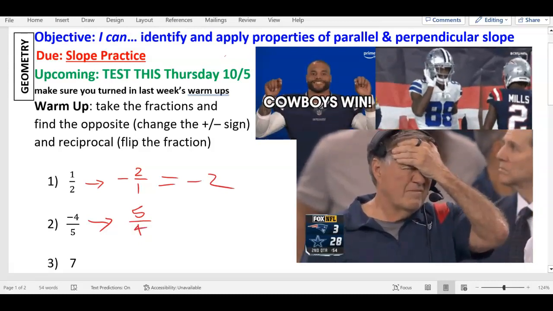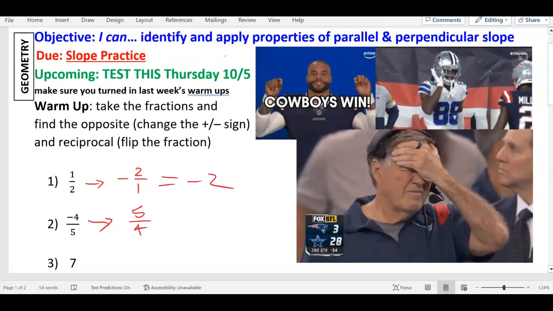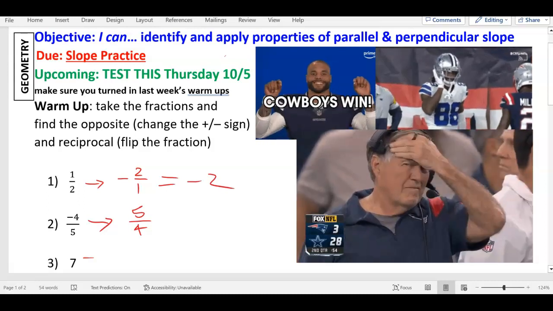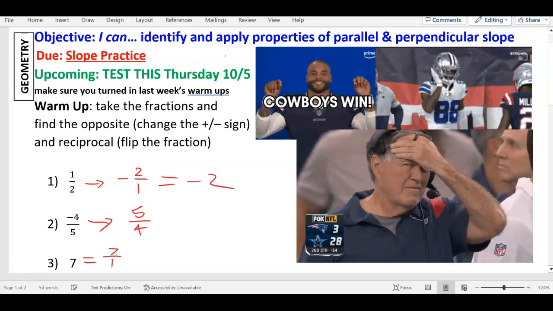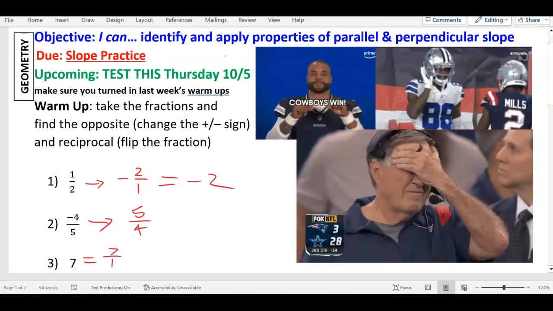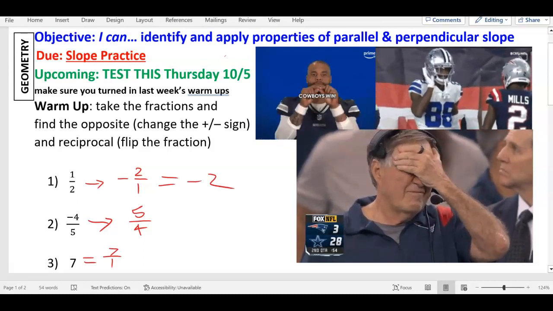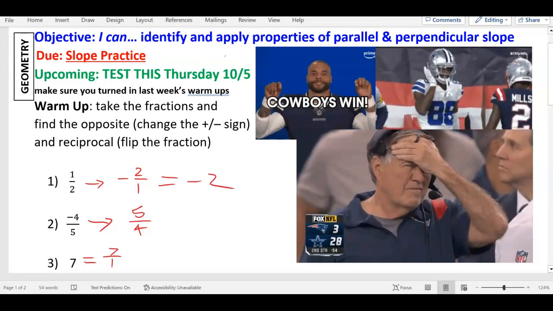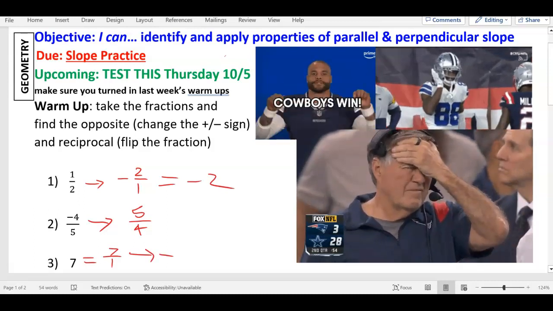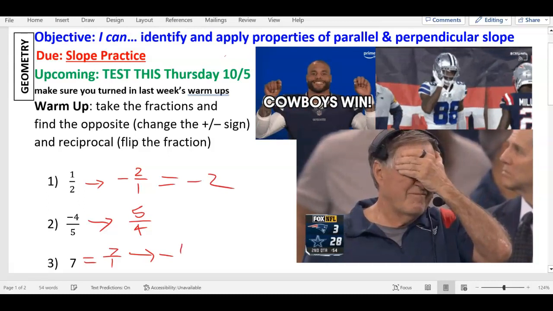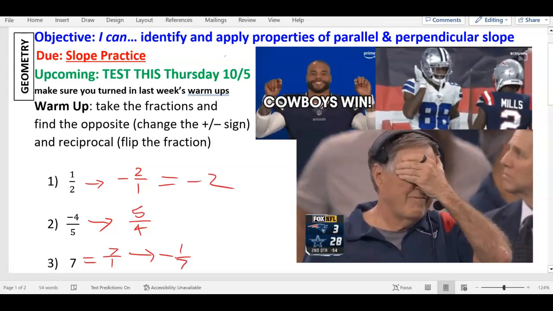And then number 3, now this says 7. Not a fraction, but do y'all know how to turn 7 into a fraction? 7 is the same thing as 7 over 1. Do y'all know that? Whole number is over 1. Now I can change it. Change the sign. So is that positive or negative? Positive is going to become negative. And then flip it. It's going to be what? 1 over 7.